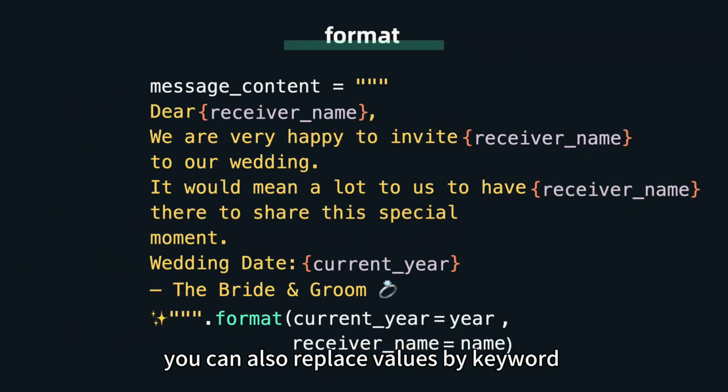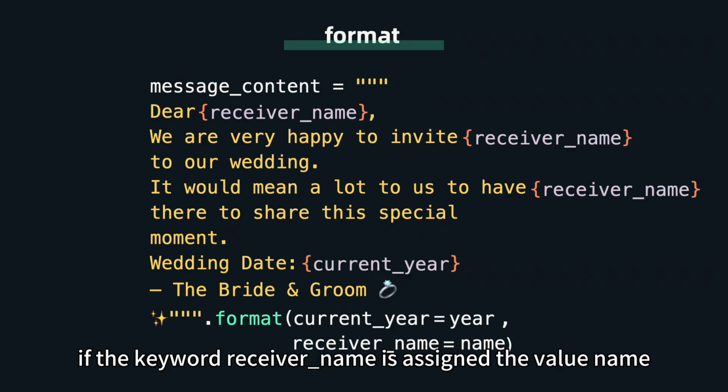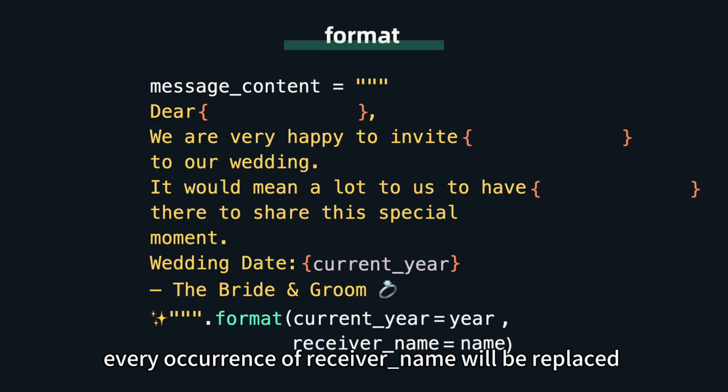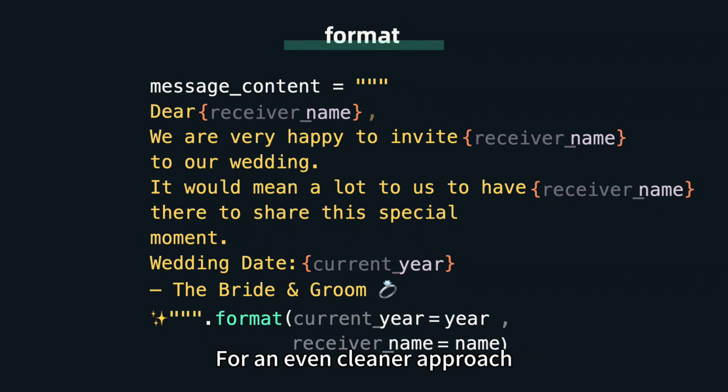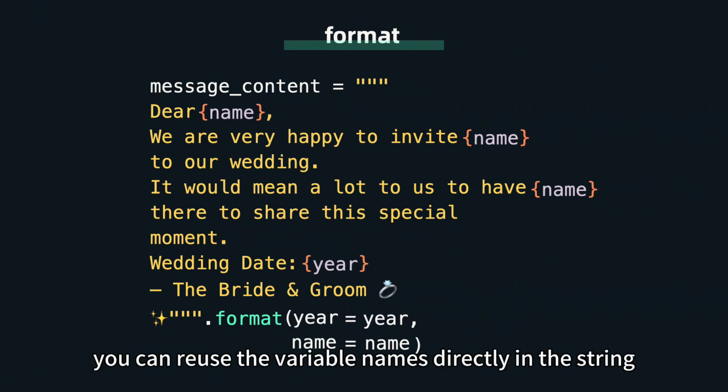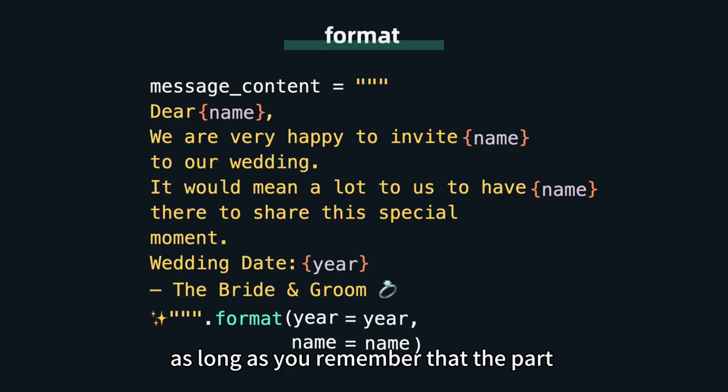With format, you can also replace values by keyword instead of by position. In this case, the positions of the name and date don't matter anymore. Only the keywords do. For example, if the keyword receiver_name is assigned the value name, every occurrence of receiver_name will be replaced with the value of the name variable. For an even cleaner approach, you can reuse the variable names directly in the string, as long as you remember that the part before the equal sign is the keyword, and the part after it is the value.